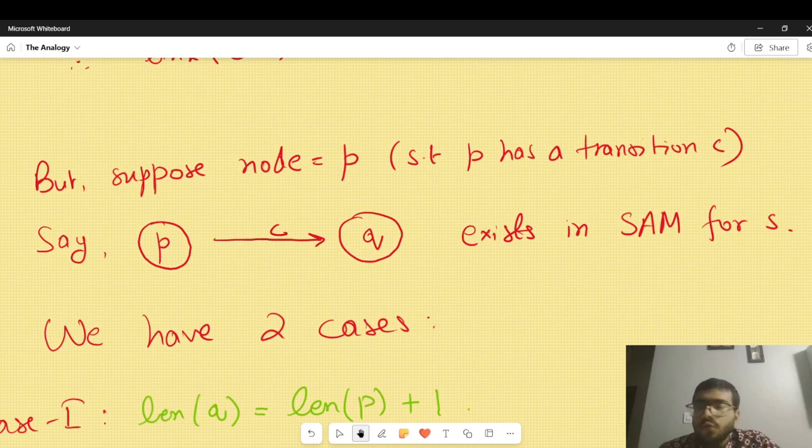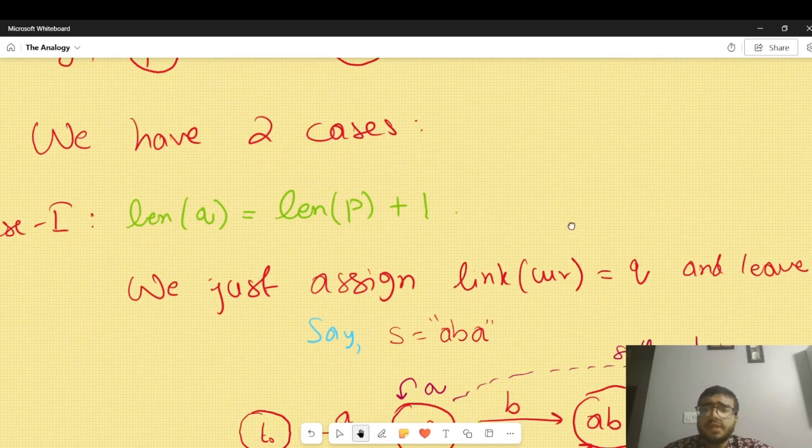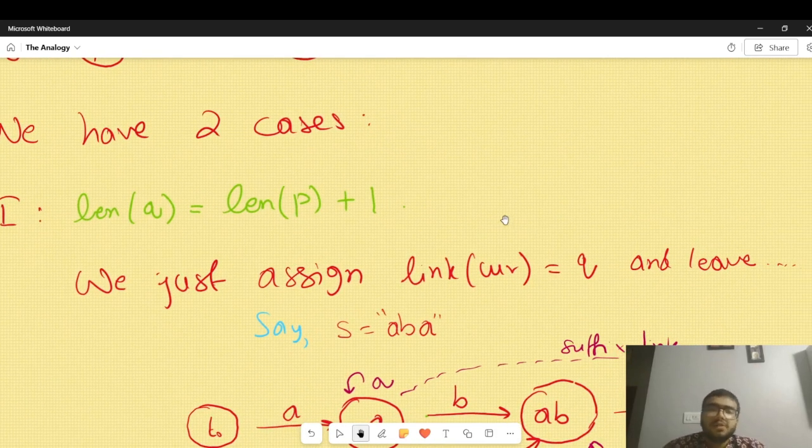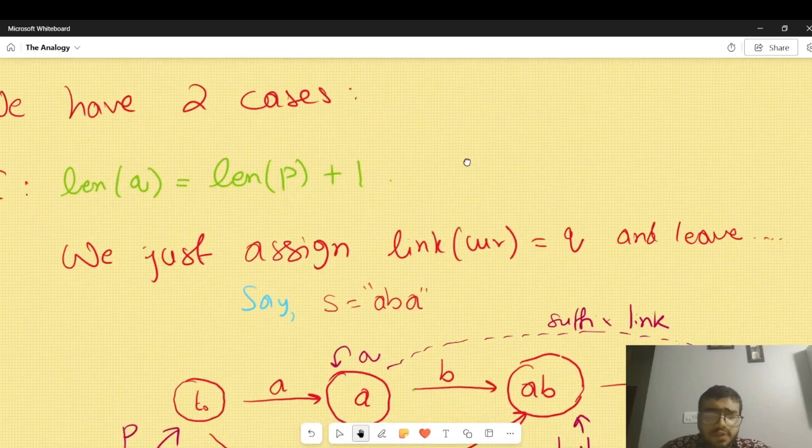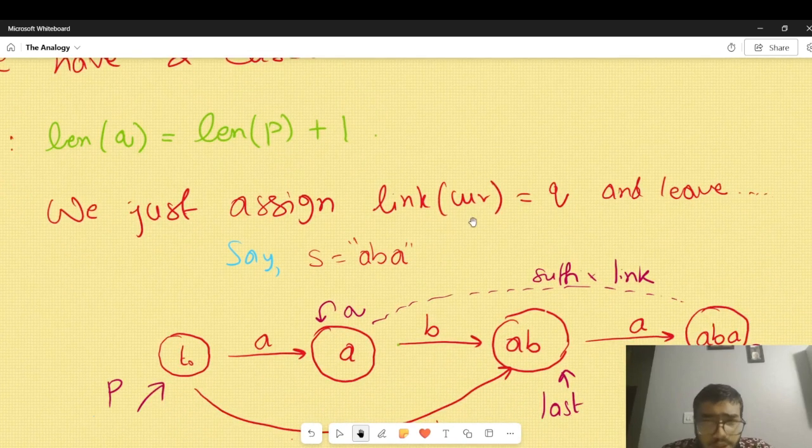Hence we have two cases. It may be possible that this state is q itself, or it may also be possible that there is no such state present in the suffix automaton. So first, let's discuss the simple case where q is itself the state that contains x plus c. That is, if x is the longest string in p, then len p plus 1 is the length of the longest string in q, which is x plus c. So in that case, as we discussed before, we know that the suffix link of cur is q. Then we leave it there and our situation is sorted.